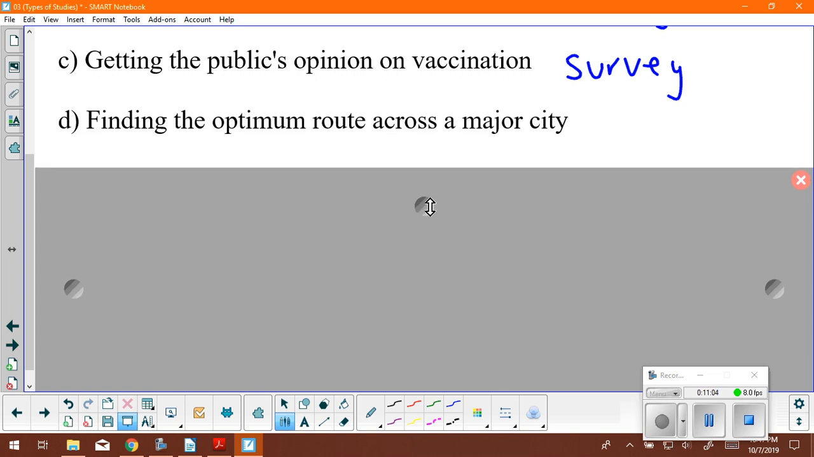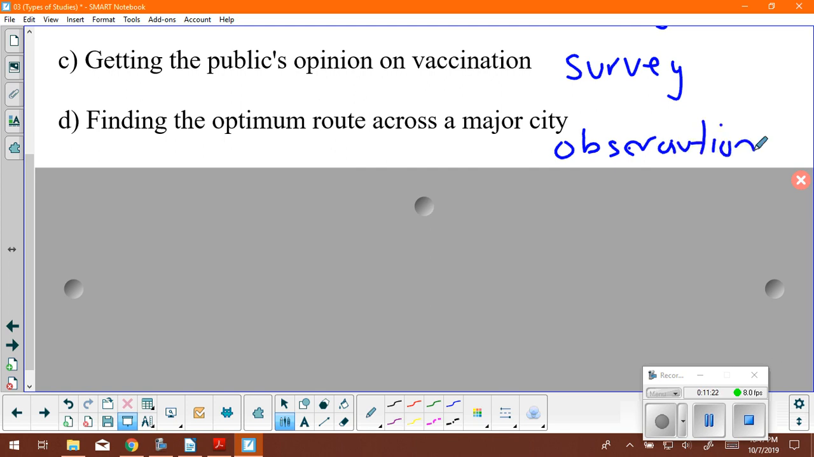Okay, finding the optimum route across a major city. So what's the best way to get across the city? Again, could go a couple different ways. I would say this is probably observation.